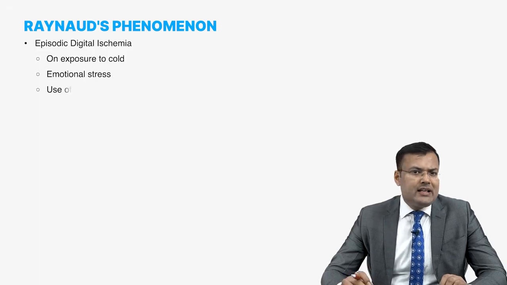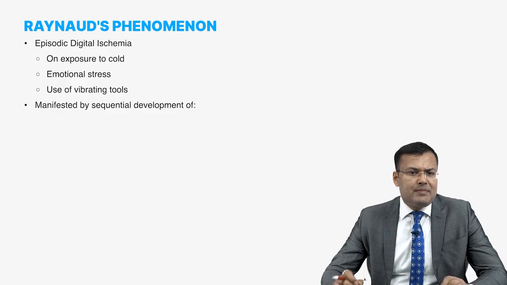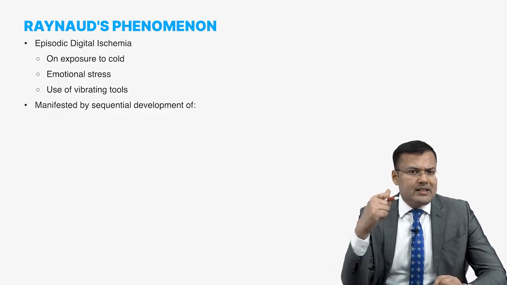So let's start. Raynaud's phenomena. What happens in Raynaud's phenomena? There is episodic digital ischemia. Why? On exposure to cold, during emotional stress, or if the patient is using some vibrating tools. So in this case, what happens?